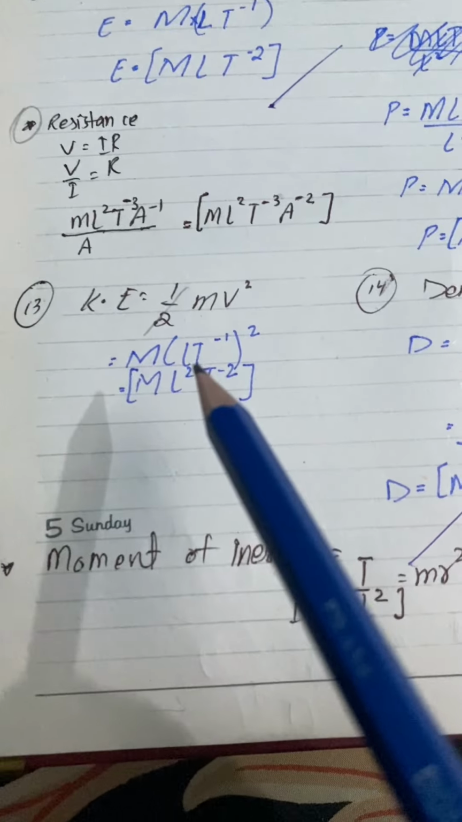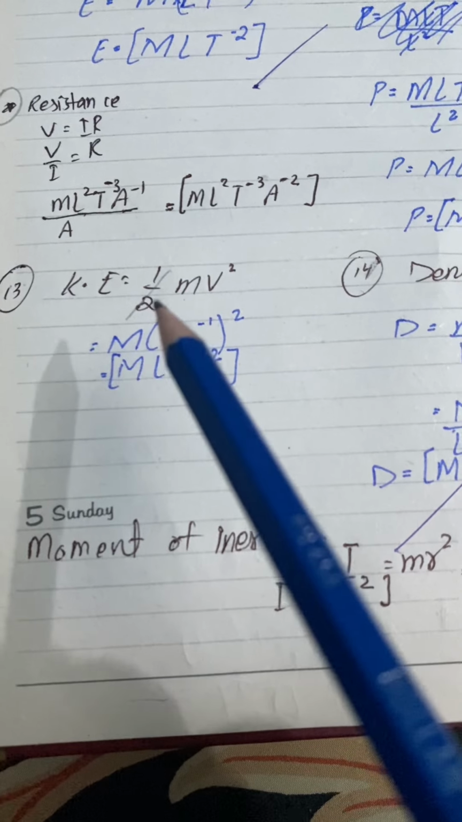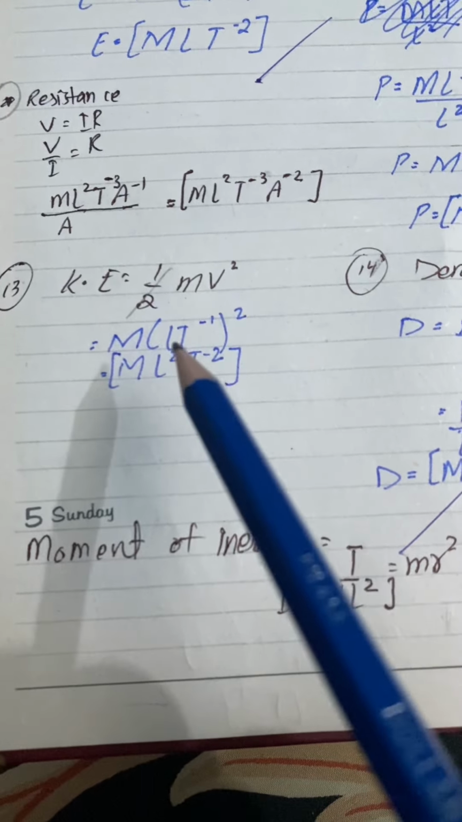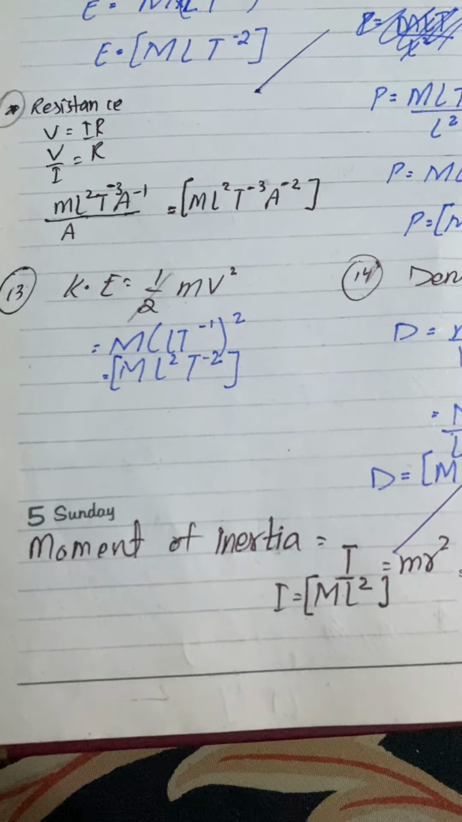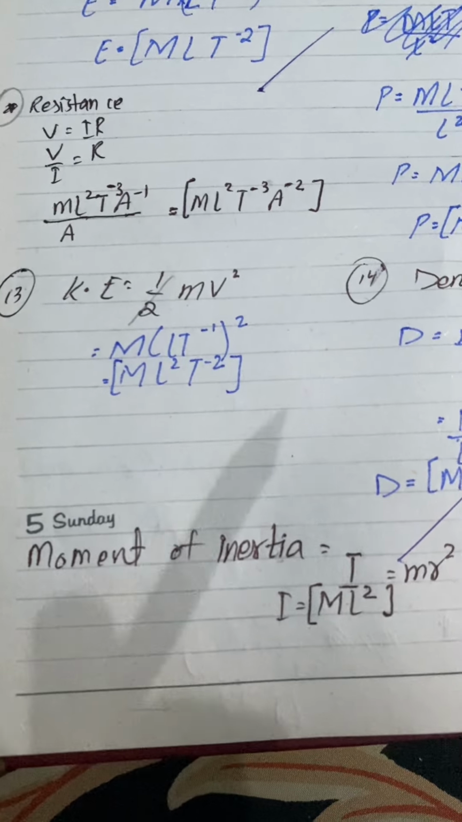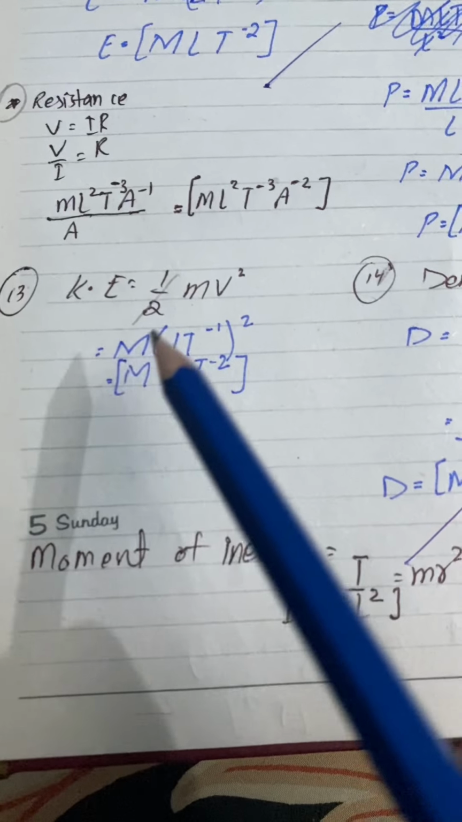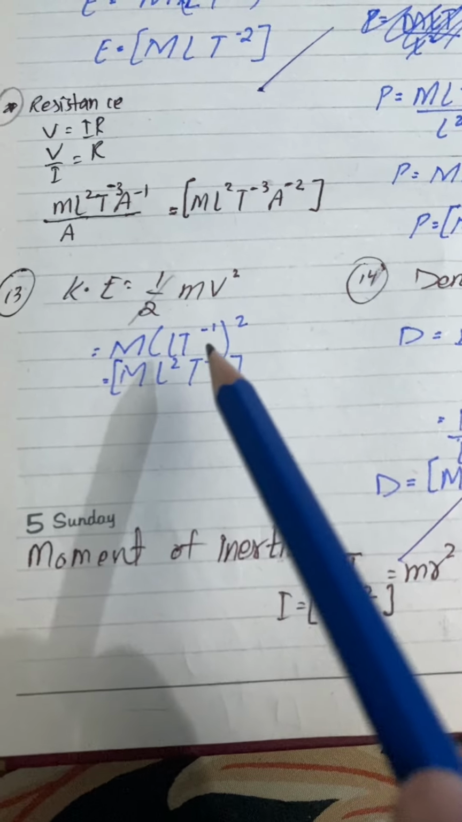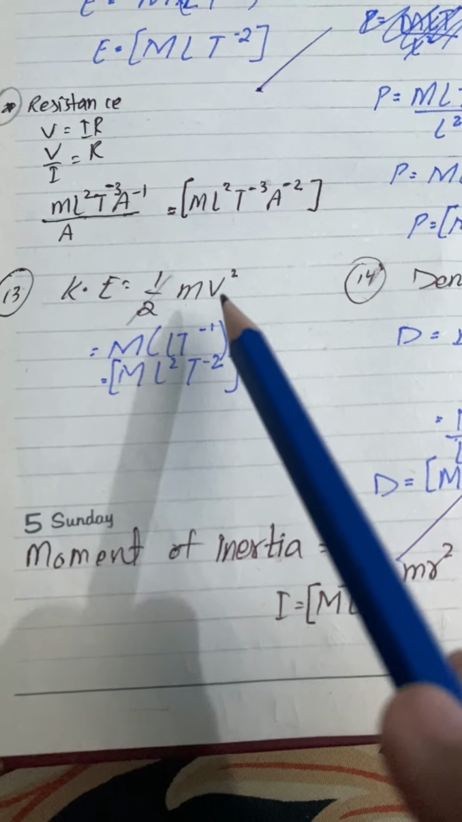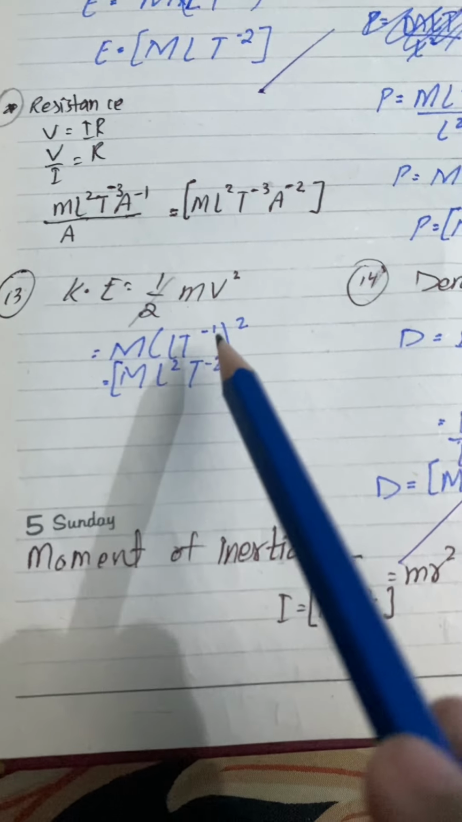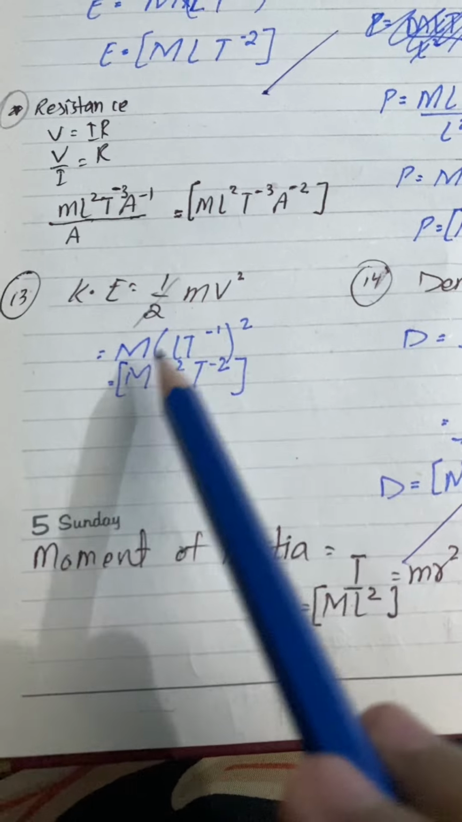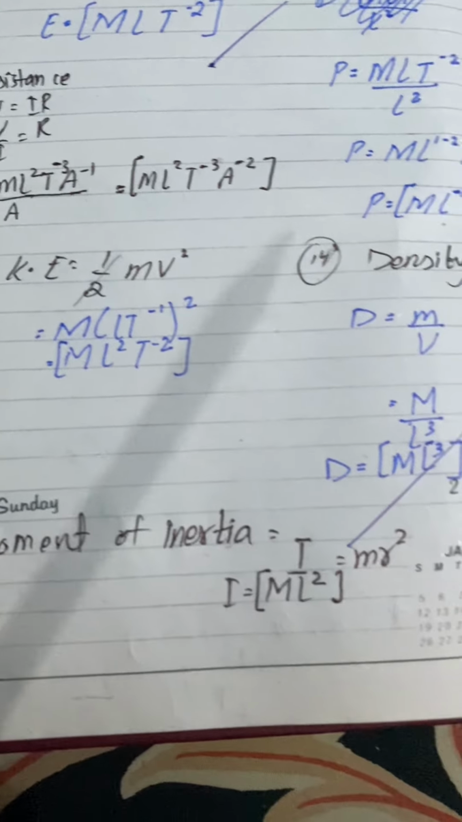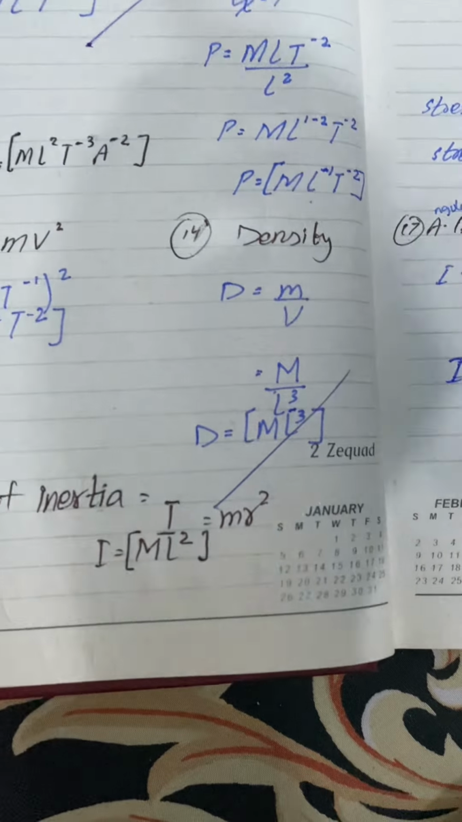Now the dimension of kinetic energy. As we know that the kinetic energy formula is 1/2 mv². 1/2 is a numerical, so we will not consider it, we will simply neglect it, and mv², m will be denoted by capital M, and we have already calculated that LT⁻¹ is equal to v. Here v shows velocity, and here's a square, so L²T⁻² will be the dimension of kinetic energy.